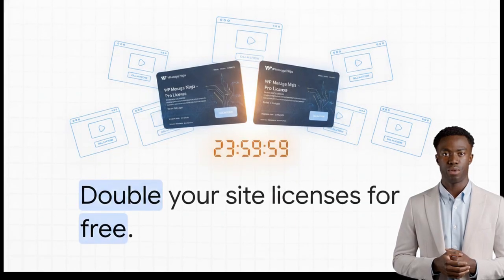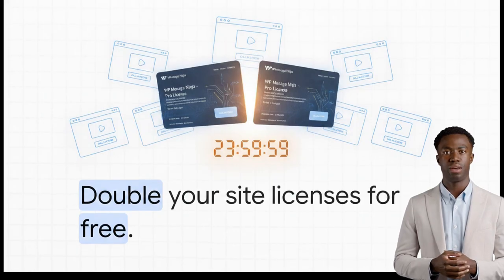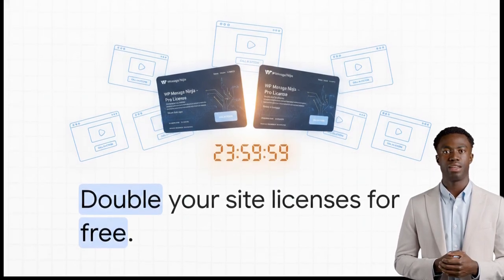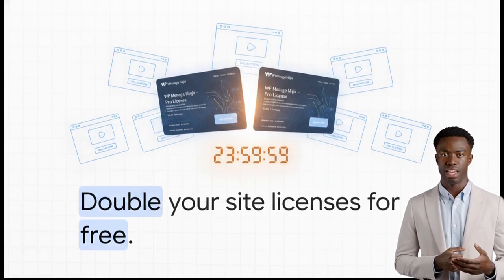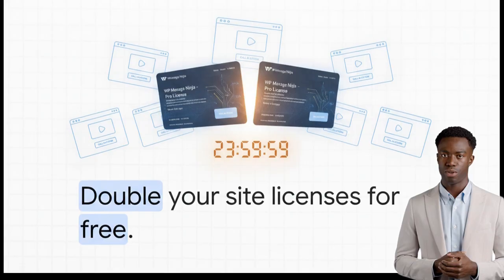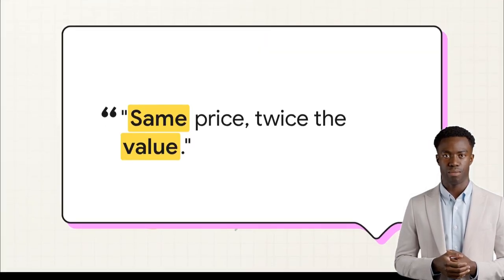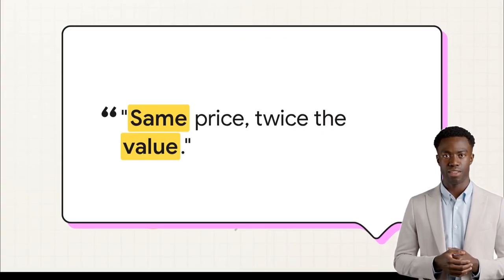Within that initial 24 hours, early adopters get double the amount of site licenses entirely for free. If you are an agency owner or developer managing sites for clients, this is a massive detail. You buy a 5-site license on day one and it automatically doubles to 10 sites at no extra cost. You just effectively cut your cost per site squarely in half. Their promotional copy makes this impossible to miss, leaning hard into the phrase same price, twice the value.